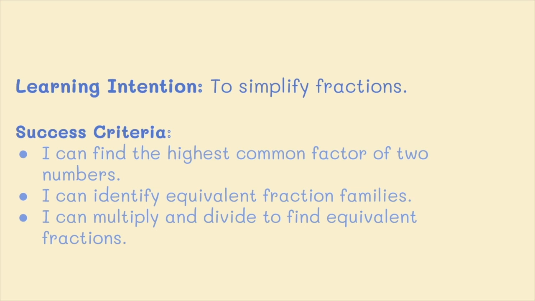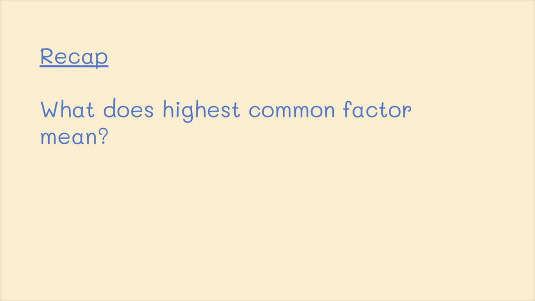Your success criteria is: I can find the highest common factor of two numbers. I can identify equivalent fraction families. I can multiply and divide to find equivalent fractions. If you're having trouble with a particular thing today when you've simplified, let your teacher know what activity you might need a little bit more work on. Thinking back to yesterday, what does highest common factor mean?